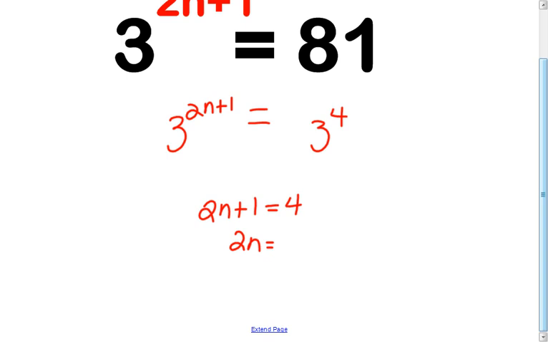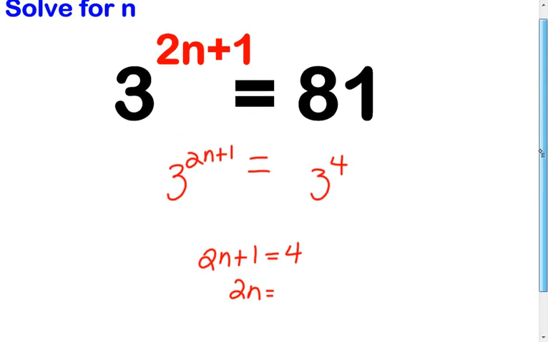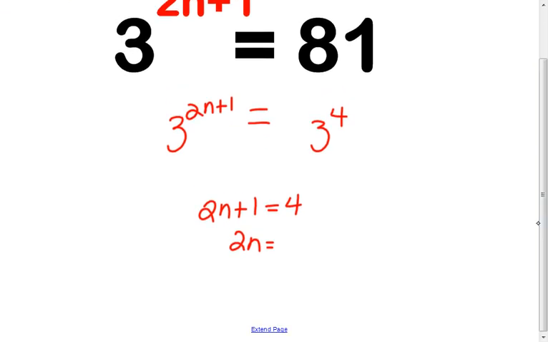I'm sorry, you know what? Oh yeah, 2n equals 3, and n equals 3 halves. Okay, so that's how that should go.